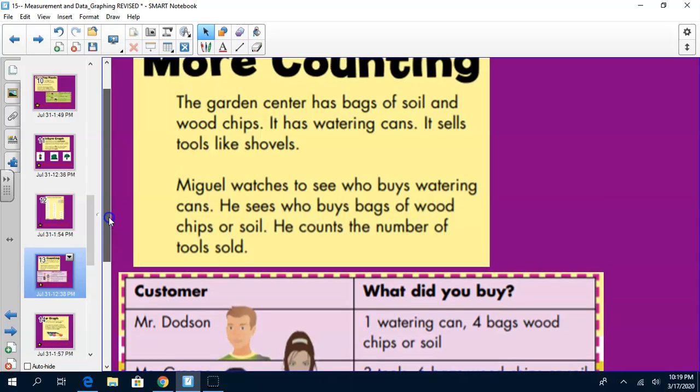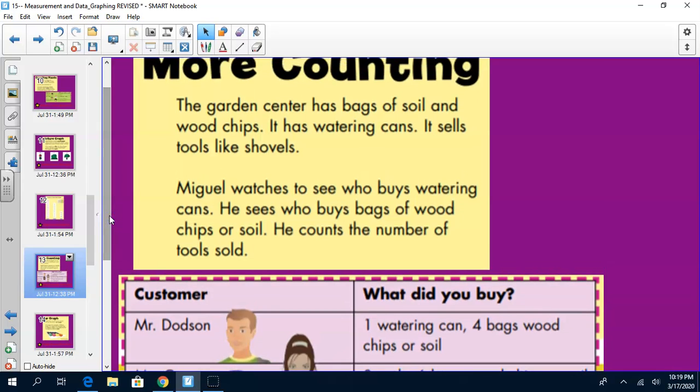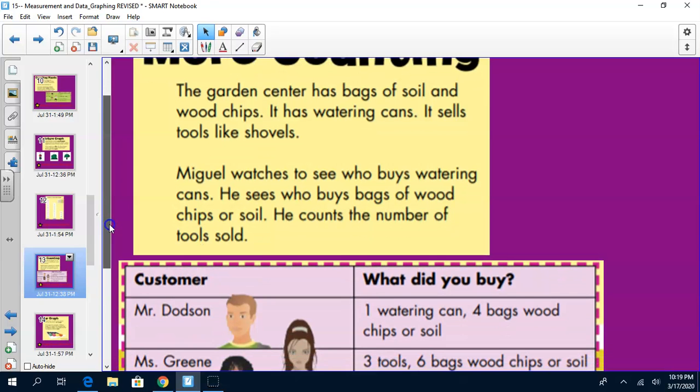Let's work on this a little bit more. So the garden center has bags of soil and wood chips. It has watering cans. It sells tools like shovels. Miguel watches to see who buys watering cans. He sees who buys bags of wood chips or soil. He counts the number of tools that are sold.